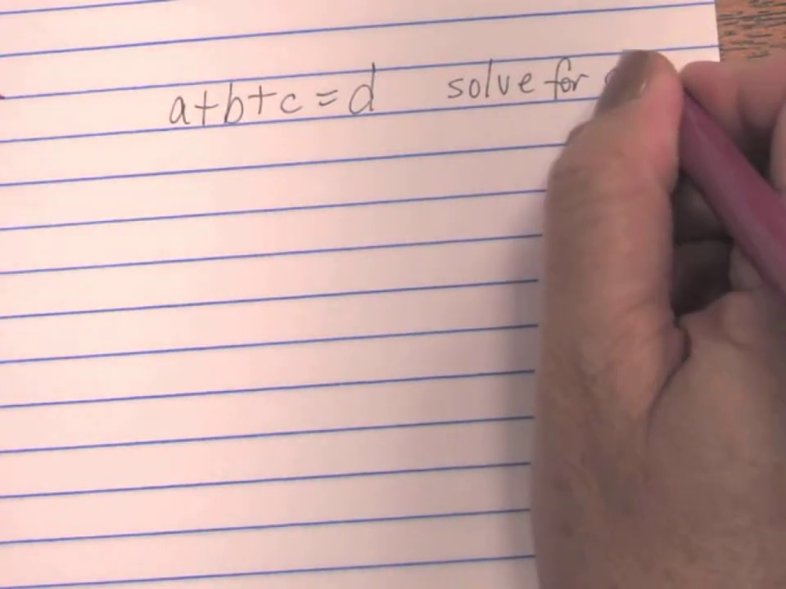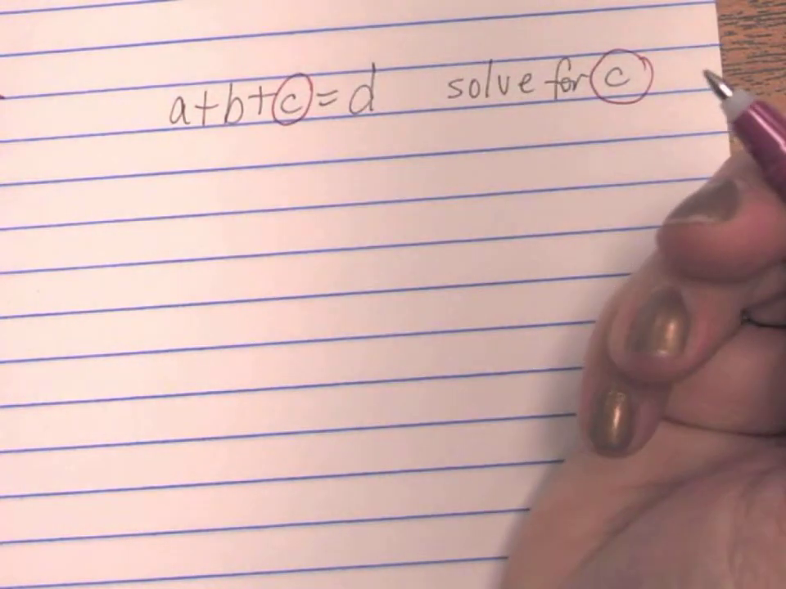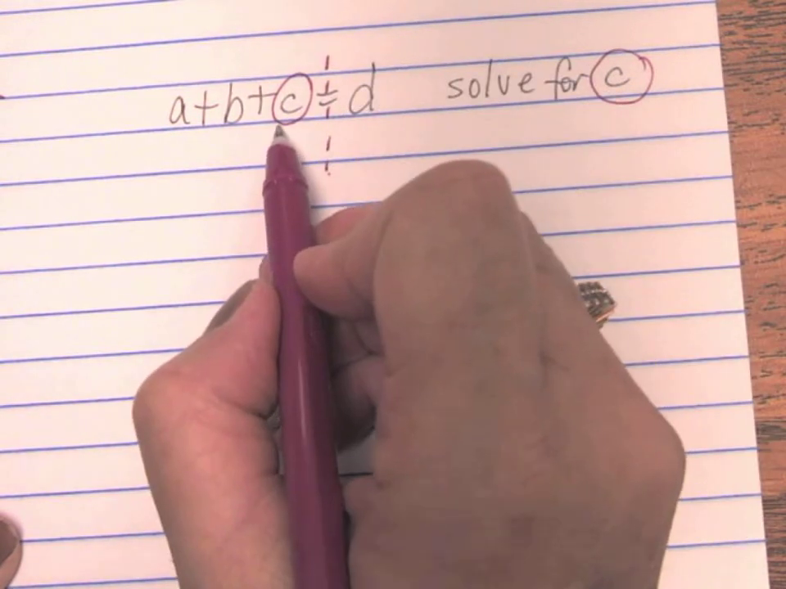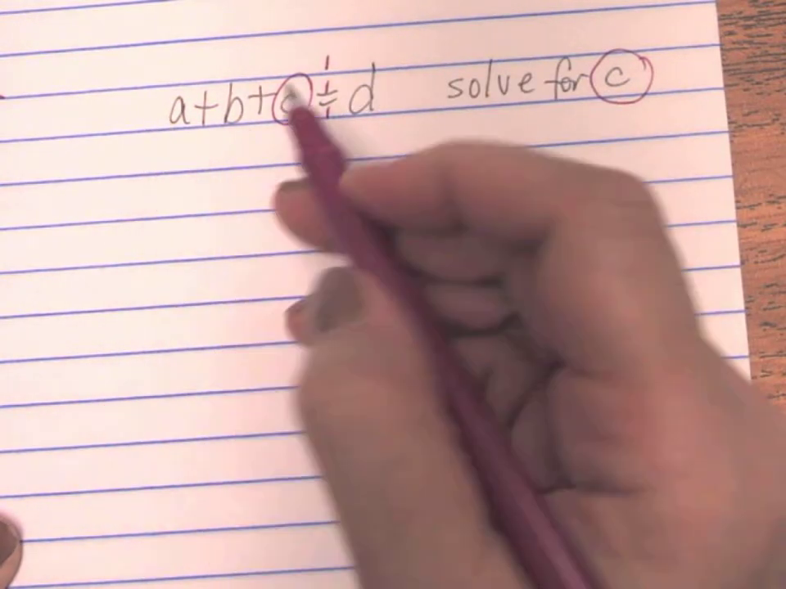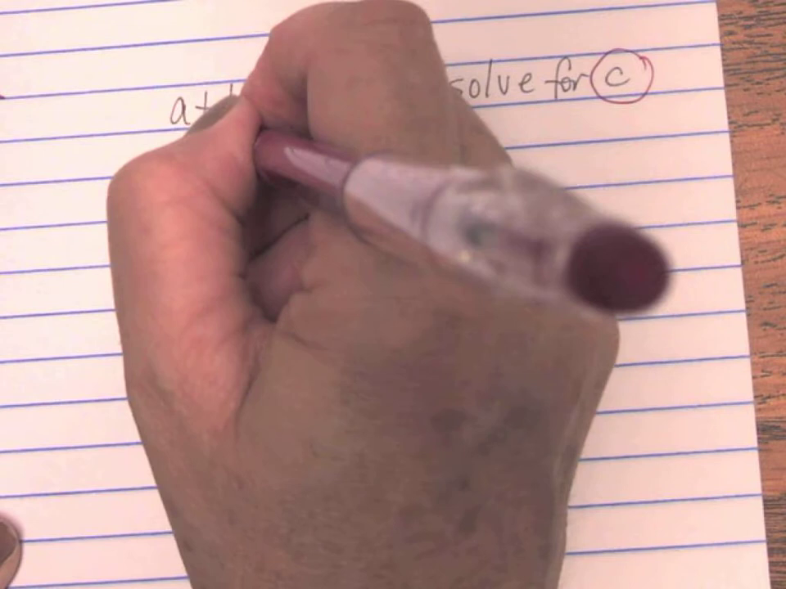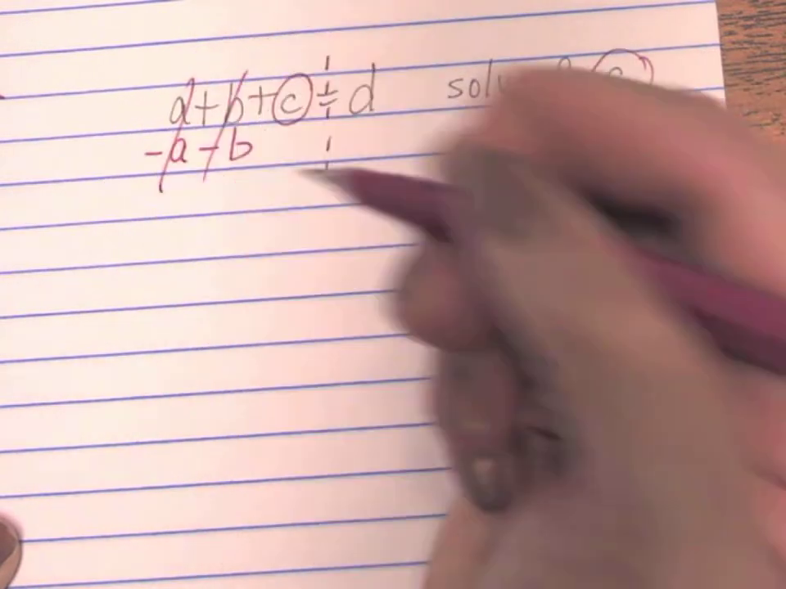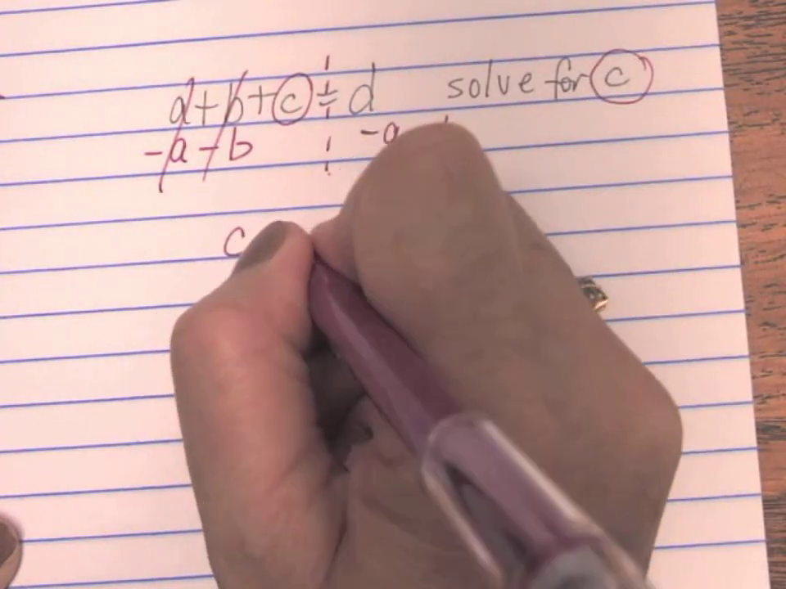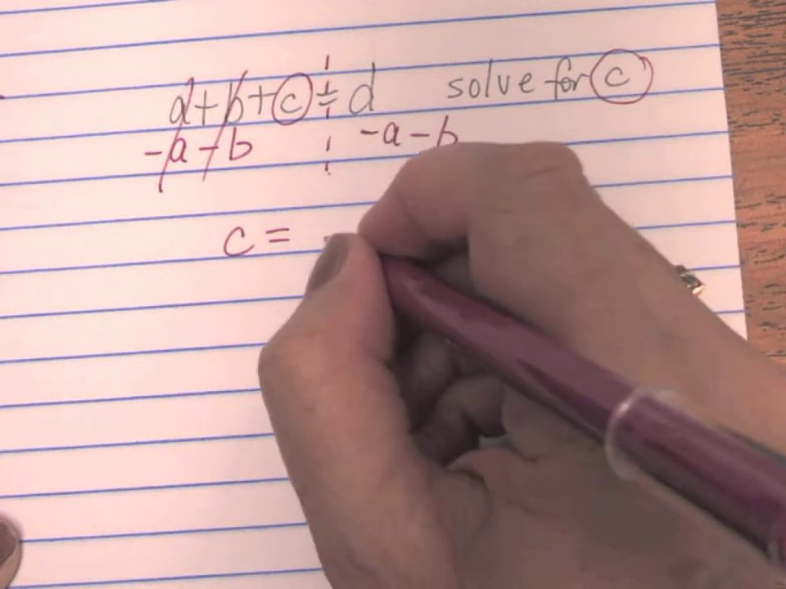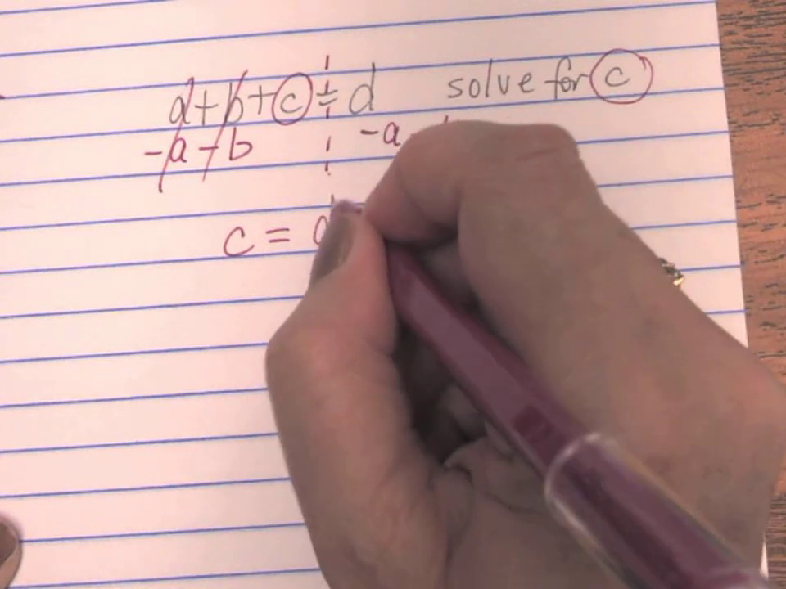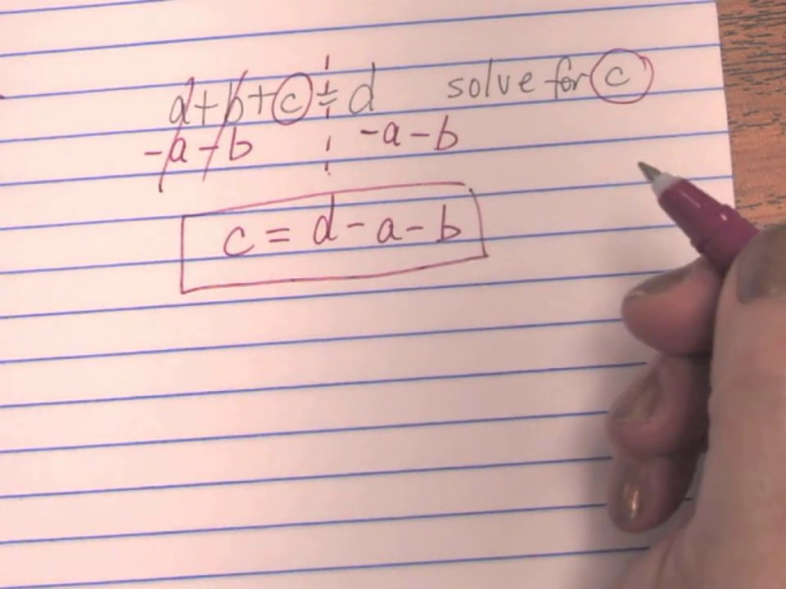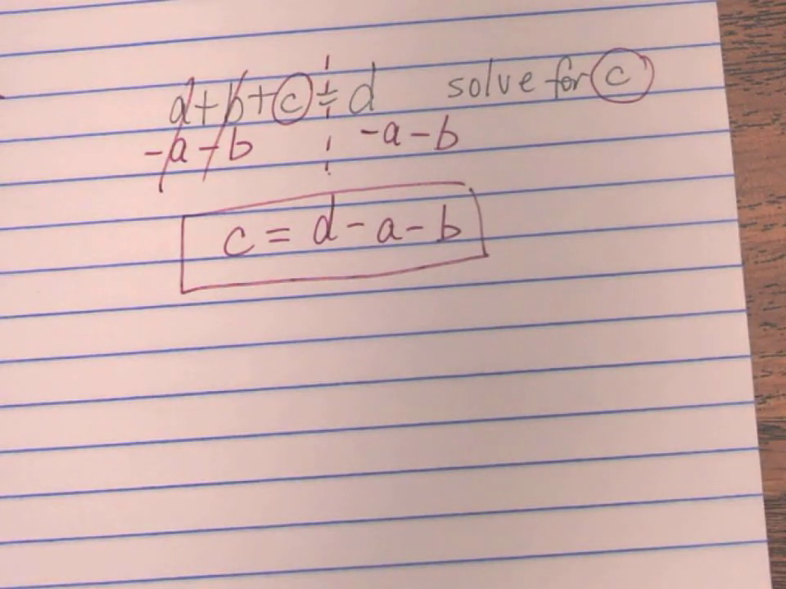So here I want to isolate C. Where's C? Right there. I want it by itself on this side of the equal sign. Right now it has two things added to it. To get rid of things added, we do the opposite. We subtract them. What I do to one side, I must do to the other. These are not alike. I can't really take A and B away from D, so I just write it down. I just moved them. I rearranged. I accomplished my purpose. I solved for C.